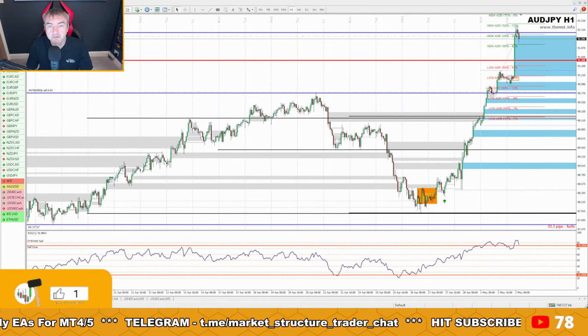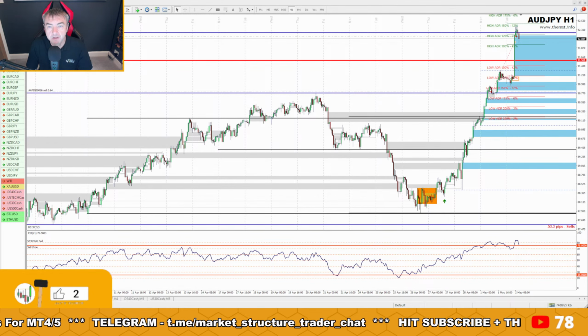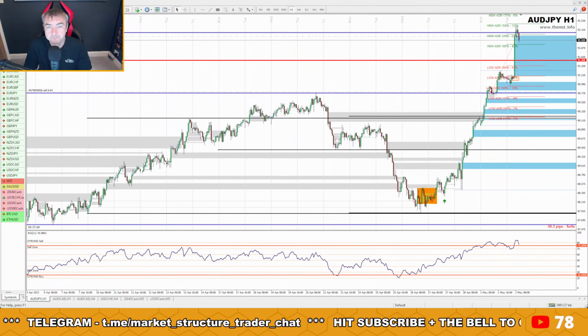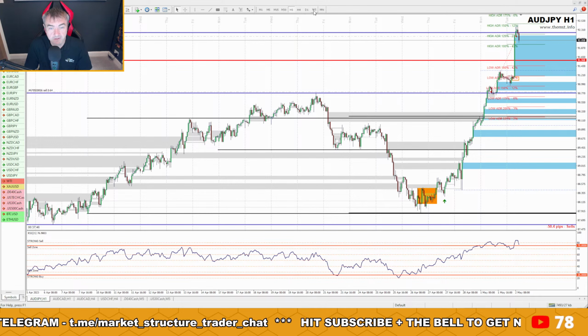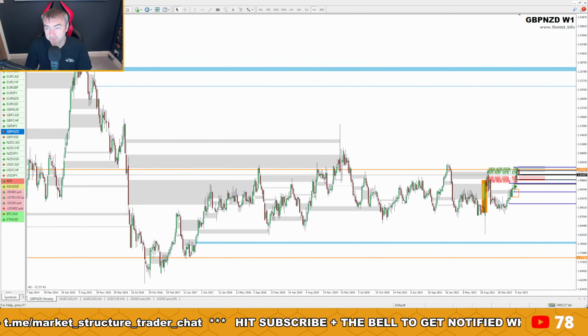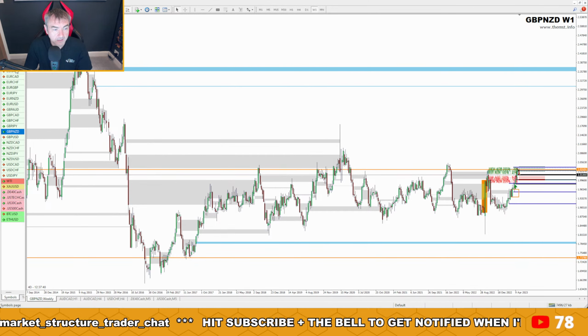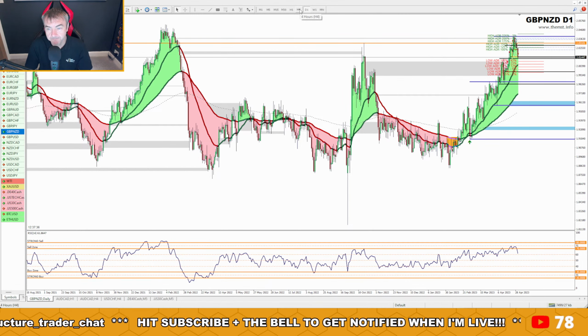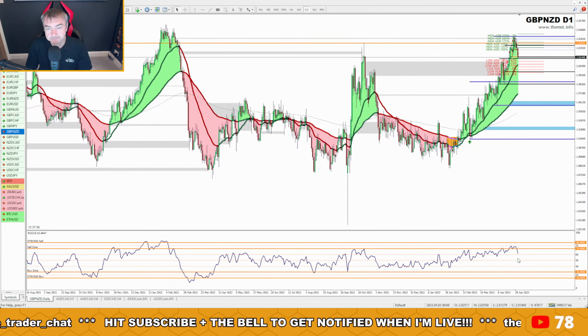Pound New Zealand weekly RSI coming off 70. Don't look at weeklies at all. But yeah, weekly RSIs, if you want to look at them. I don't even have an RSI for weekly. But take it if you like it. Pound New Zealand is extended on the daily.